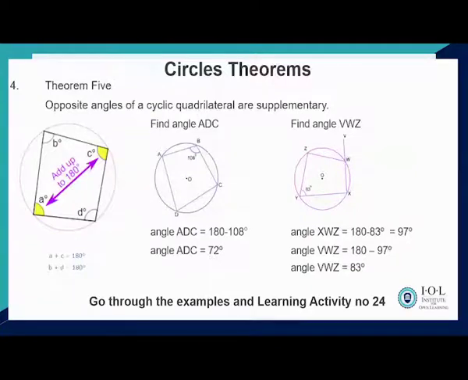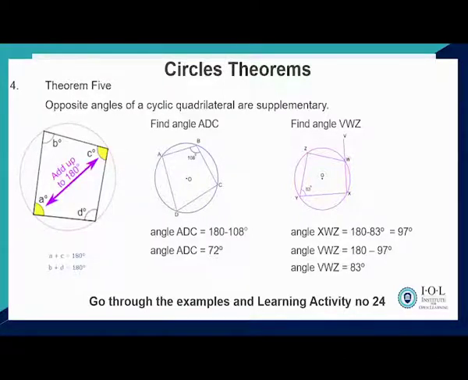The other one, your next theorem, will be in a cyclic quadrilateral. Please learn that word, cyclic quadrilateral. They are supplementary, meaning the opposite angles of any cyclic quadrilateral are supplementary. They add up to 180.